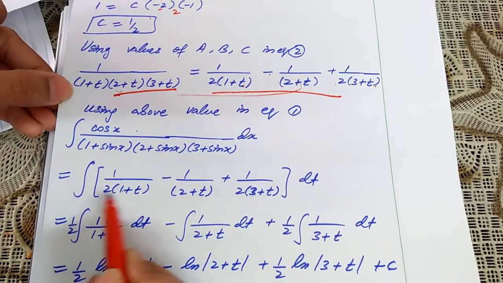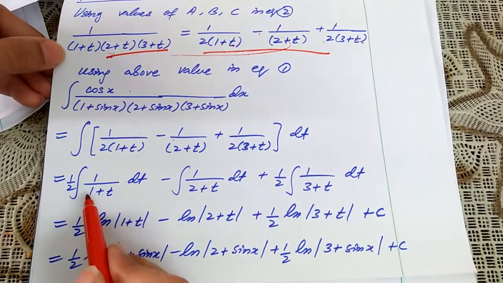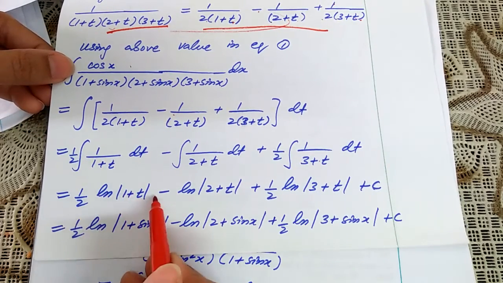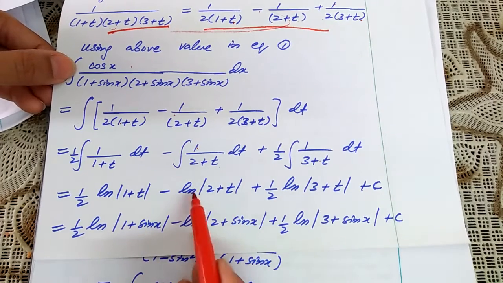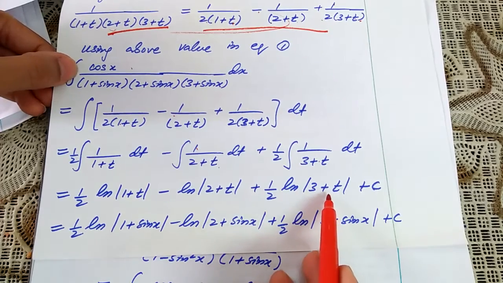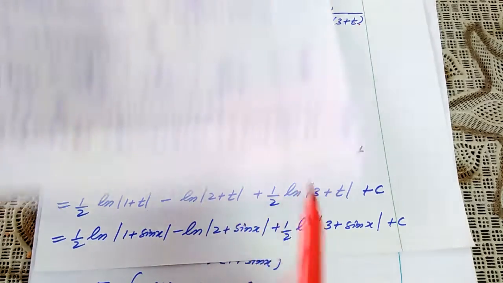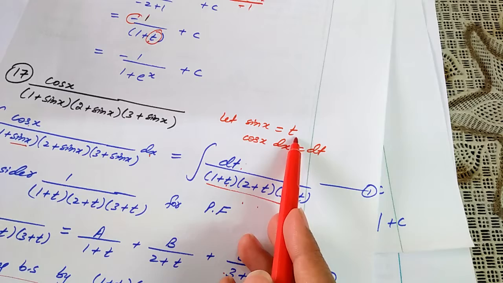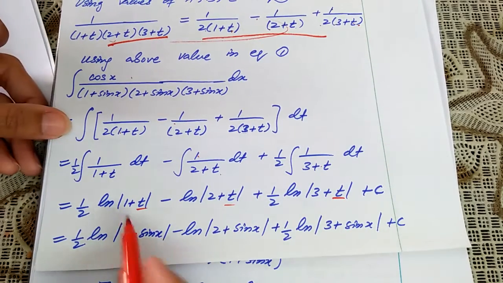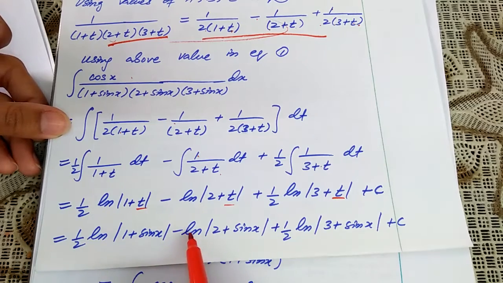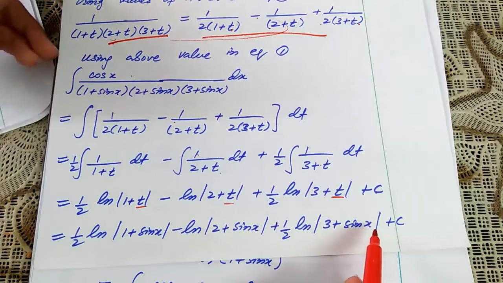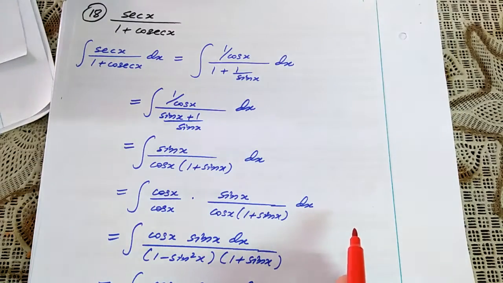Now just separate our integral into these three fractions like this. Take the constants outside. Now the integration of 1 over 1 plus t is ln (1 plus t). Integration of 1 over 2 plus t is ln (2 plus t). And integration of 1 over 3 plus t is ln (3 plus t). We know that at the start we let sine x equal t. So just replace t with sine x. So we get in our answer half of ln (1 plus sine x) minus ln (2 plus sine x) plus half of ln (3 plus sine x) plus the constant of integration in our answer of this question.